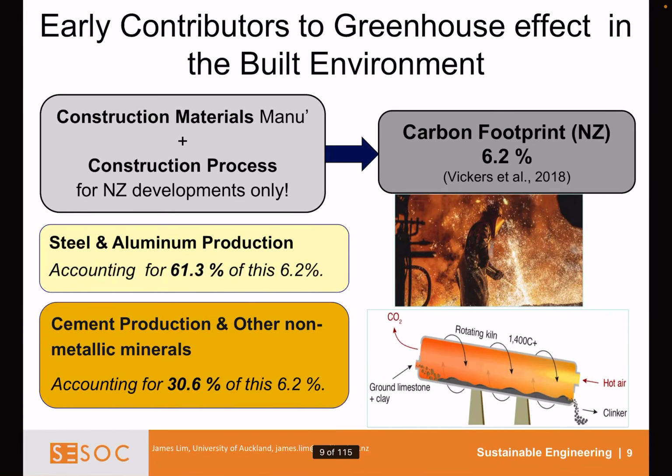Next, the contributors to the greenhouse gas effect in the built environment, considering the construction material manufacturing process and the construction process for New Zealand developments only, meaning exported construction materials are not included. This accounts for 6.2% of New Zealand's carbon footprint. From this 6.2%, aluminium and steel production account for 61.3%, and cement production and other non-metallic minerals account for 30.6%. From this, sometimes we can think about whether a change of material is what we need.